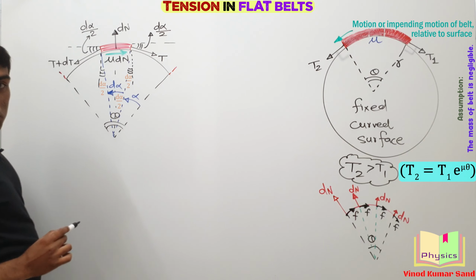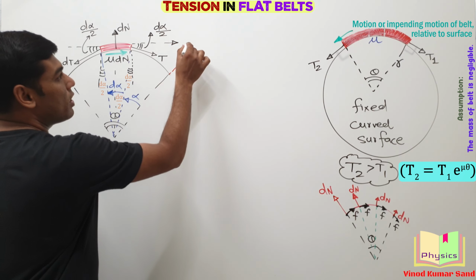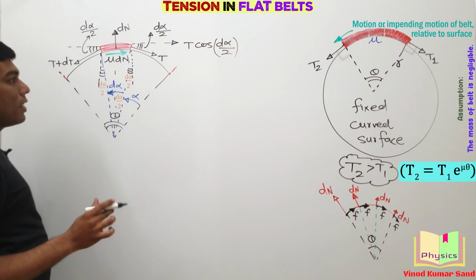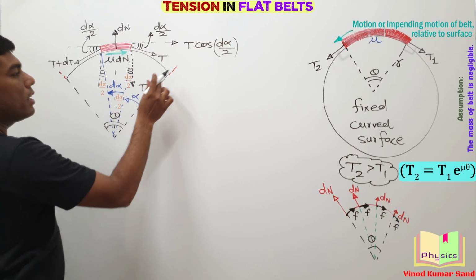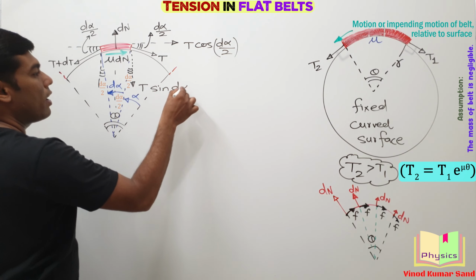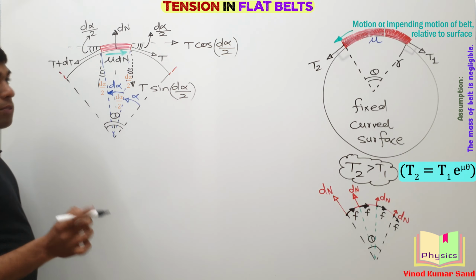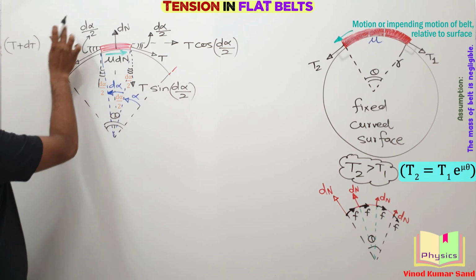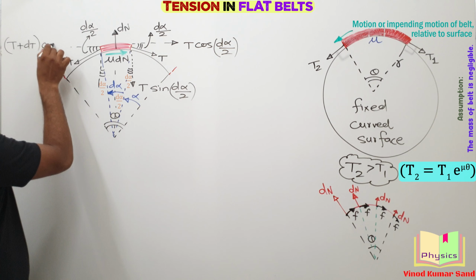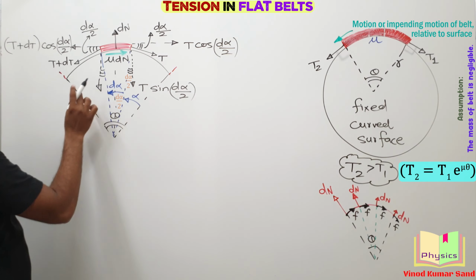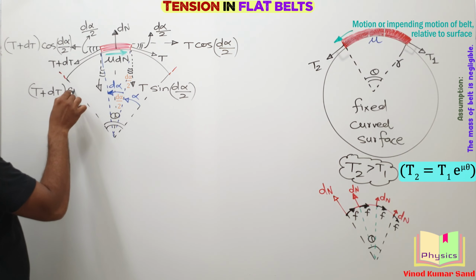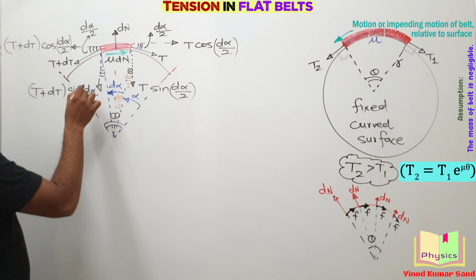And doing the components of the tension. The component of tension here will be T cos d alpha by 2. Do you agree with that? And the component here will be T sin d alpha by 2. Similarly, we are doing components here. The component in this direction will be (T plus dT) cos of d alpha by 2. And the component here in this direction will be (T plus dT) sine of d alpha by 2.